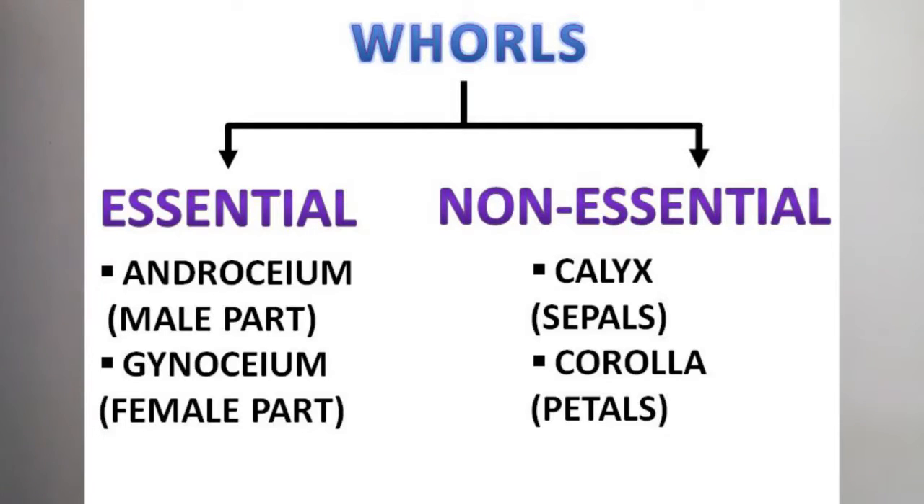Are they needed? Scientists have classified these parts of a flower into two types: essential and non-essential. In essential, androecium and gynoecium are included because they are the male and female parts. Without androecium and gynoecium, there won't be reproduction, that is sexual reproduction. But then, what is the role of petals and sepals? They are actually required for protection.